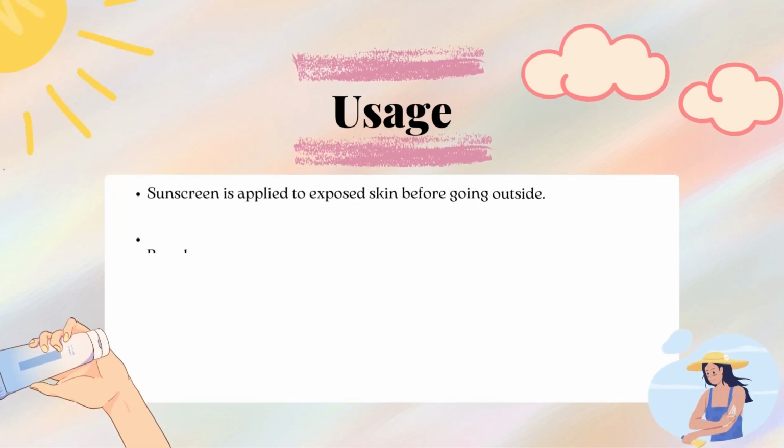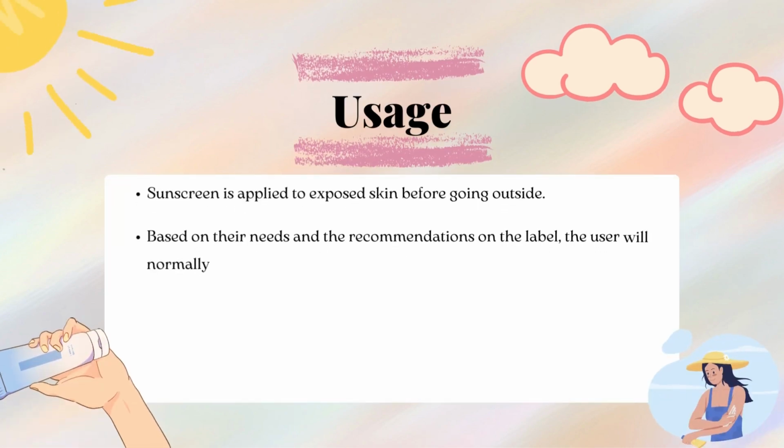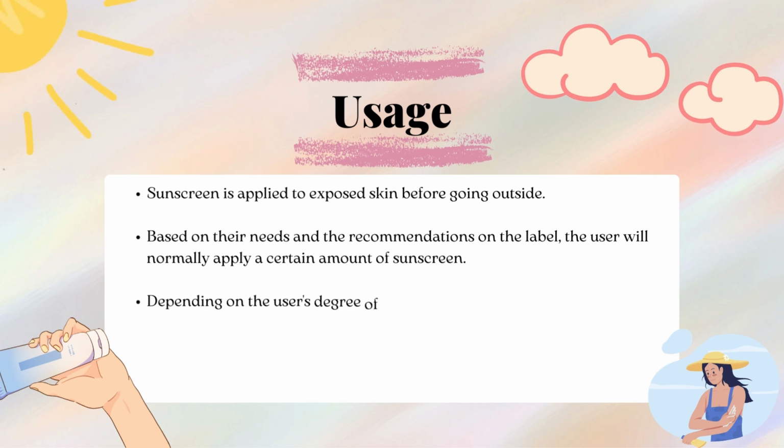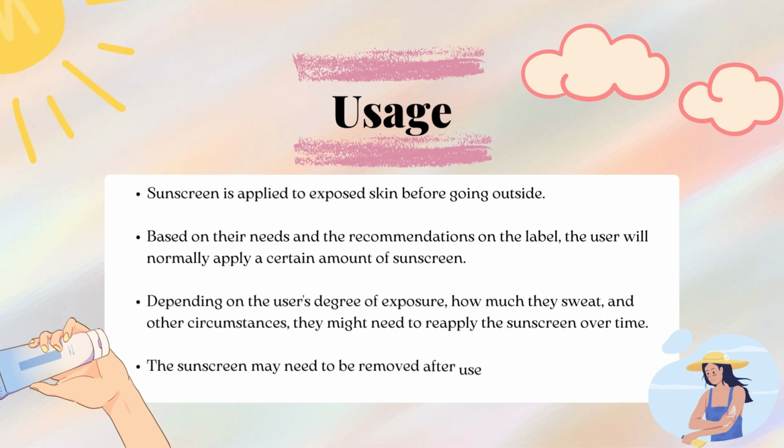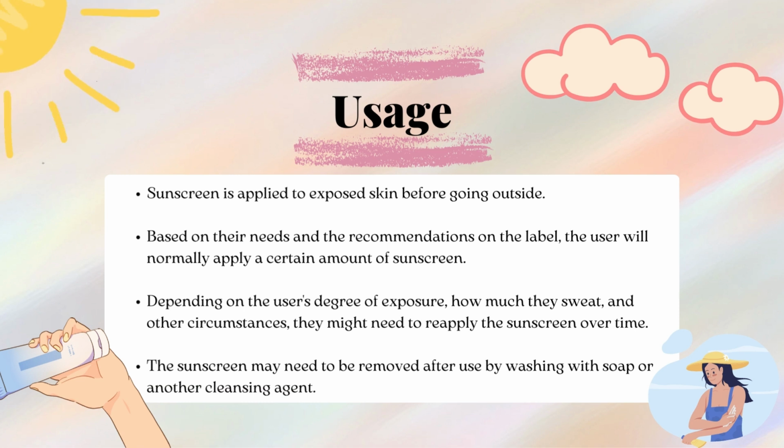During the usage stage, sunscreen is applied to exposed skin before going outside. Based on their needs and the recommendations on the label, the user will normally apply a certain amount of sunscreen, and depending on the user's degree of exposure, how much they sweat, and other circumstances, they might need to reapply the sunscreen over time. The sunscreen may need to be removed after use by washing with soap or another cleansing agent.